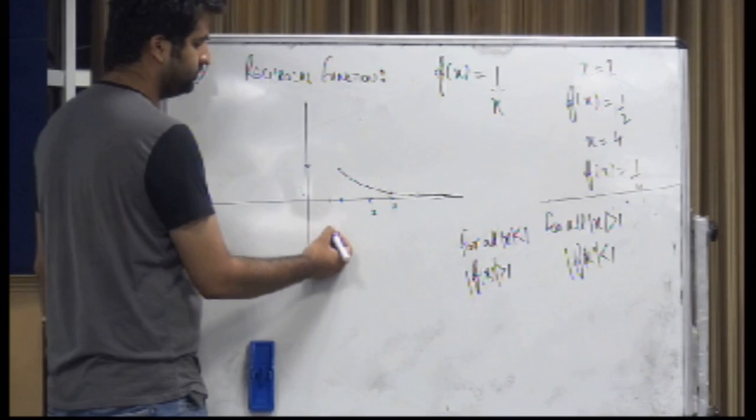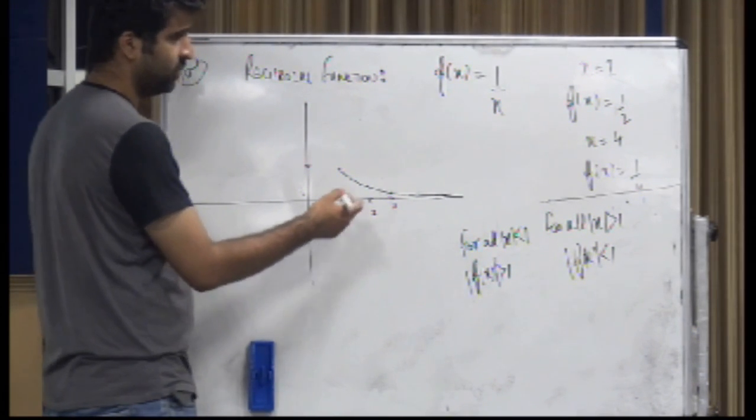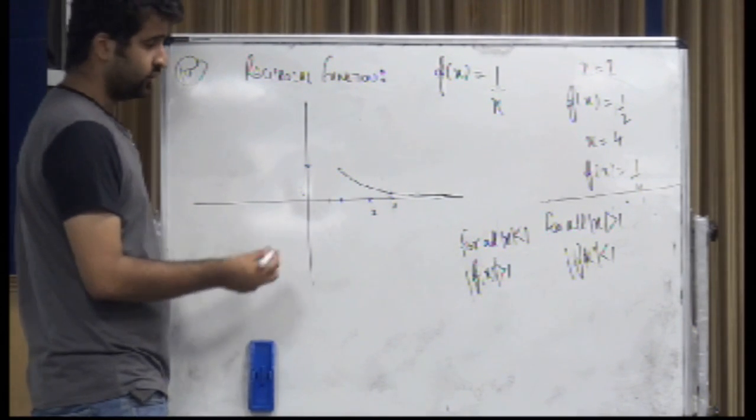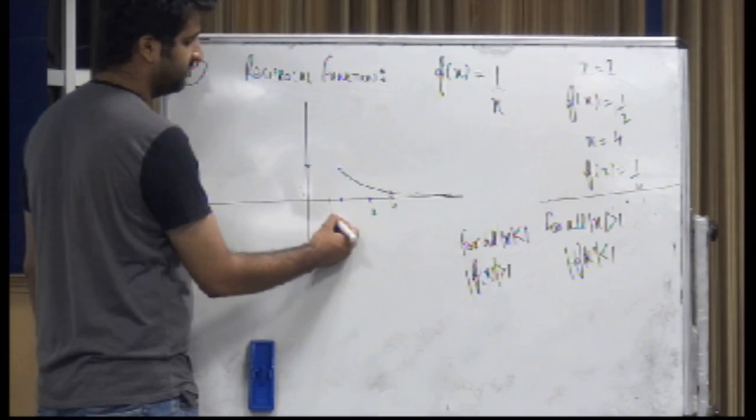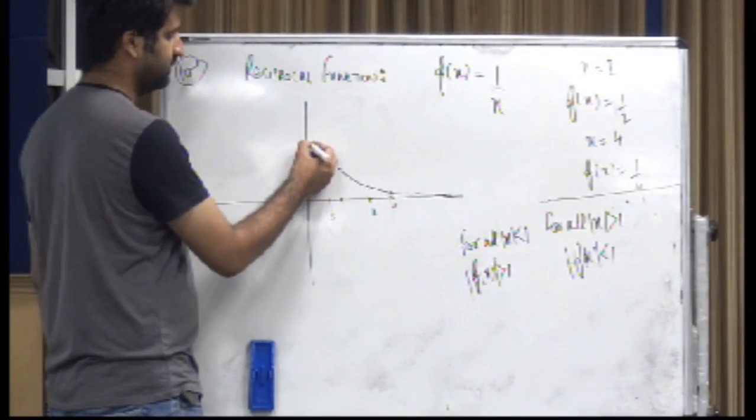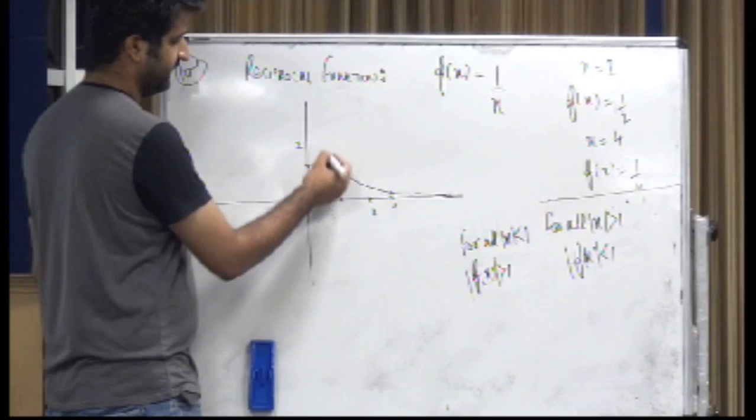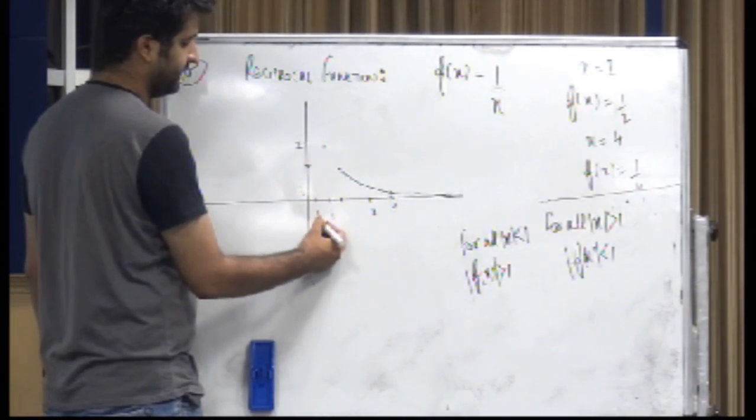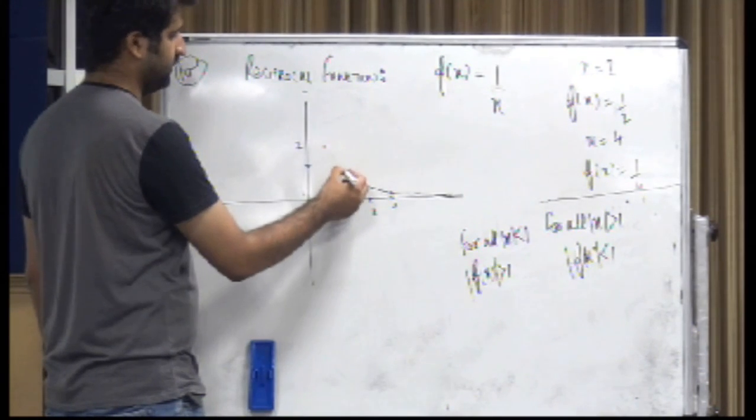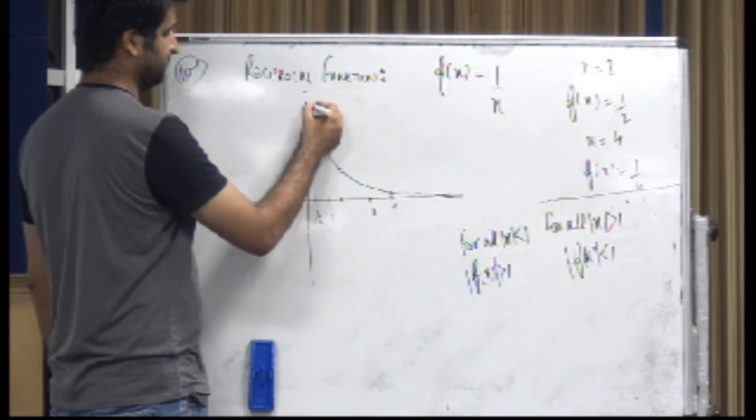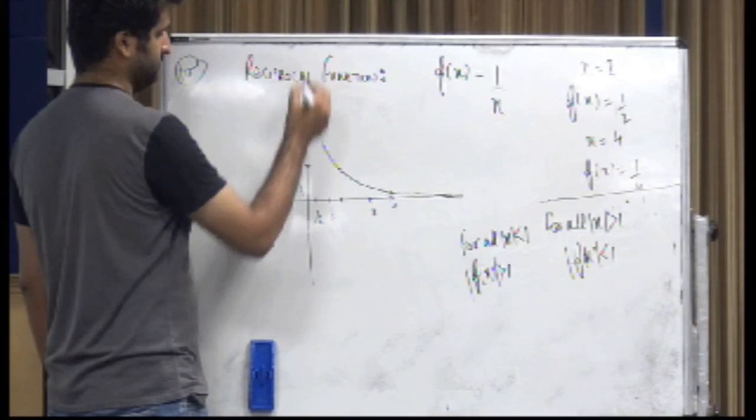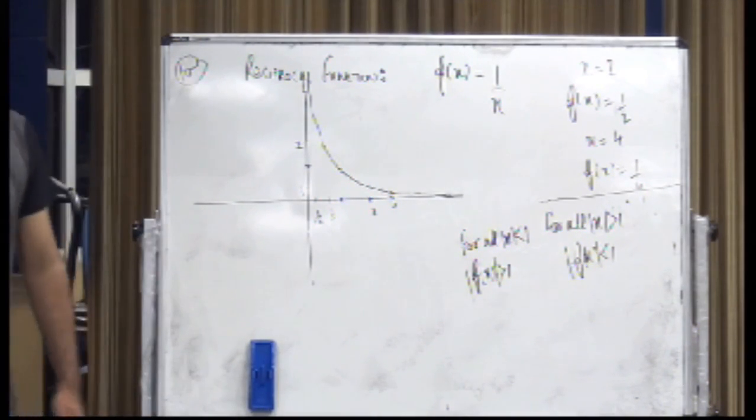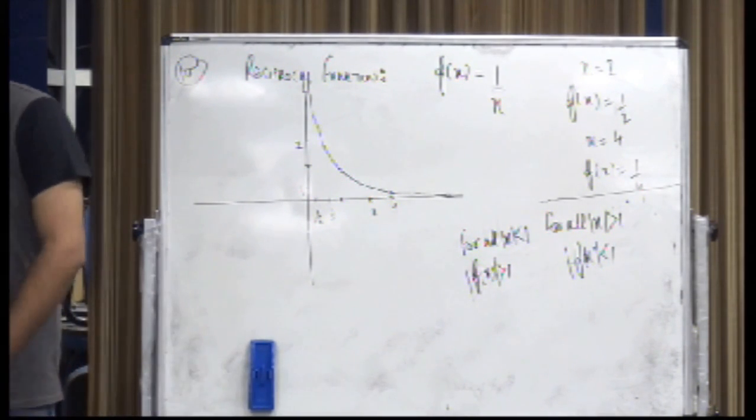So that's why the value keeps decreasing. But as you put values smaller than x equal to 1, like let's suppose you put half, what will you get? You will get 2. So at half you are getting 2. Similarly at 1 upon 10, what are you getting? 10. So in this case the graph goes like this, right? So this is the graph of the reciprocal function.